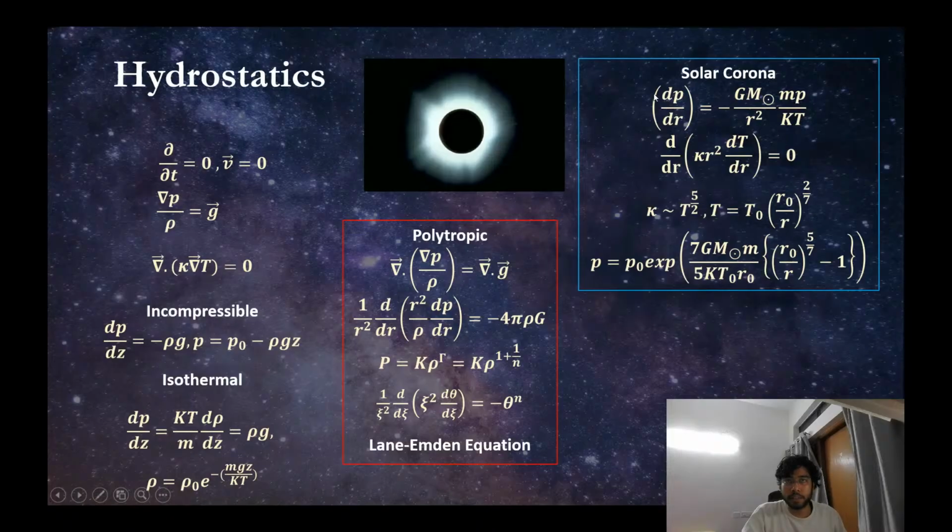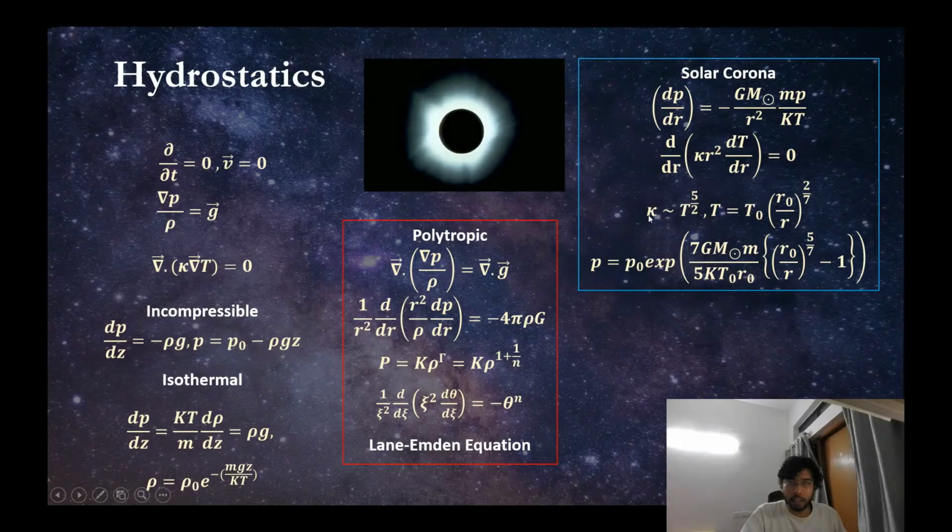The solar corona is a gas which is emitted from the solar surface, and it's assumed that the gas is under hydrostatic balance. So if you assume that the gas is under hydrostatic balance, then this equation will reduce down to dp dr equals this thing. And p by kT is n, and n times m is rho. So this rho, if you transfer it to this side, then you will get this equation. And similarly, this equation will reduce down to this equation.